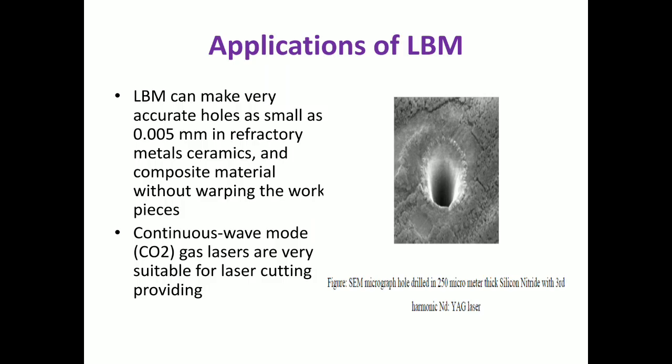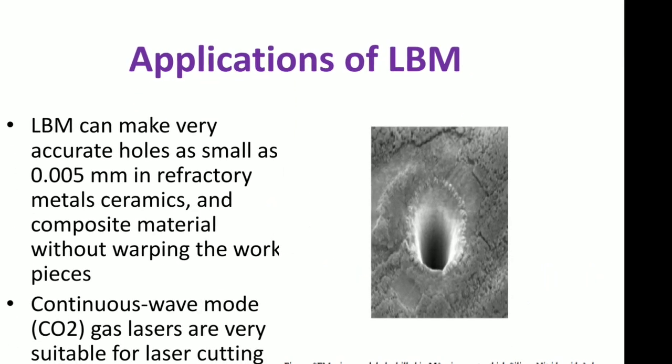Now, application of LBM can be used to make very accurate holes of a size as small as 0.005 mm in refractory metals, ceramics. So these are hard and brittle materials, while if you use conventional methods the brittle material would fracture, but with the help of LBM process we can make holes in a brittle material, and that too of very small size, of the 1000th part of a mm, and in composite material without warping the workpiece.